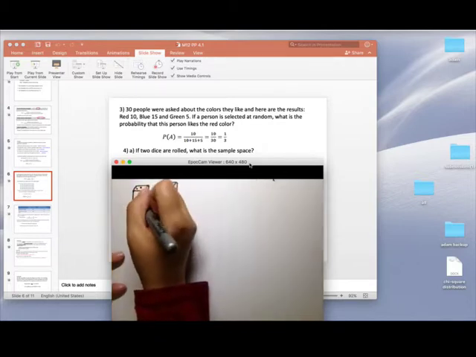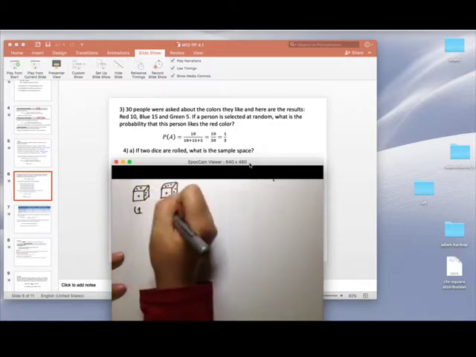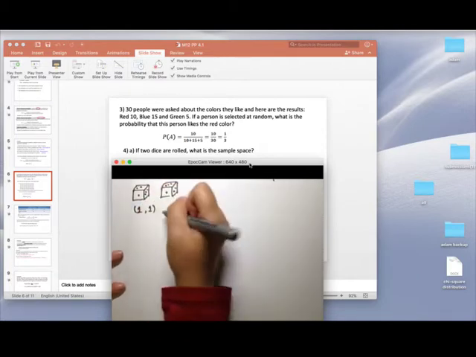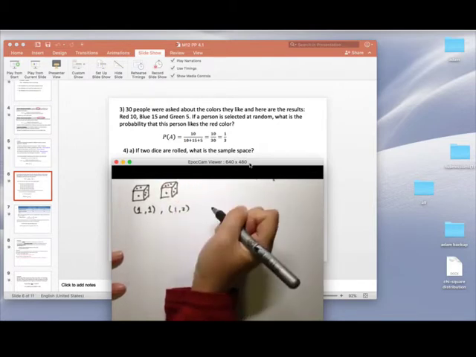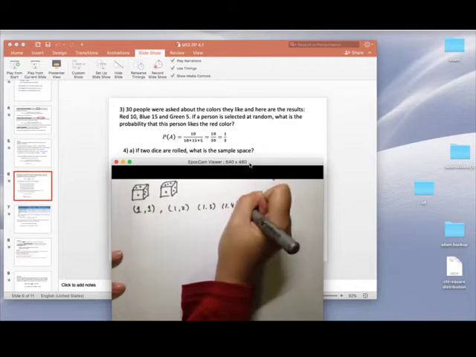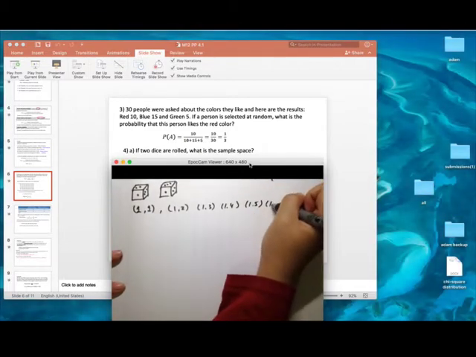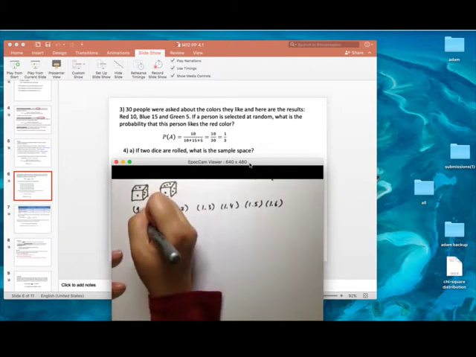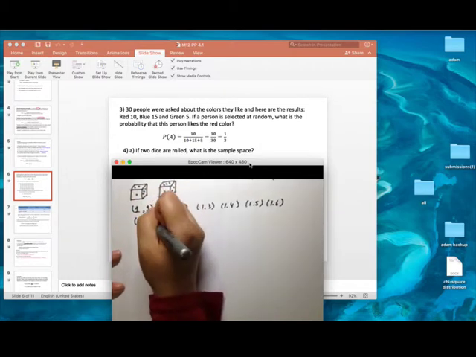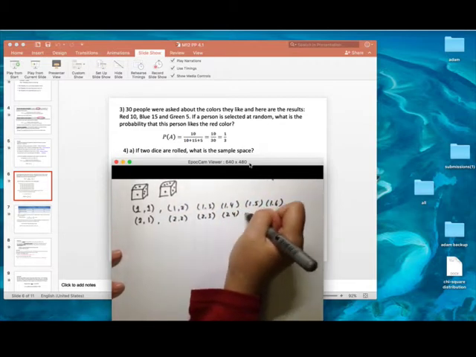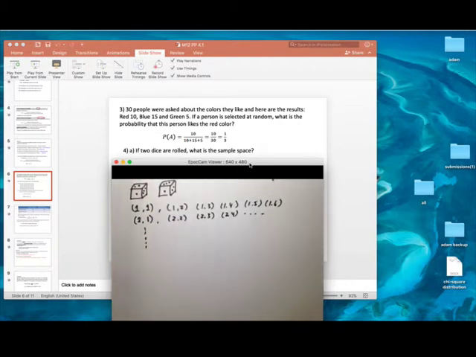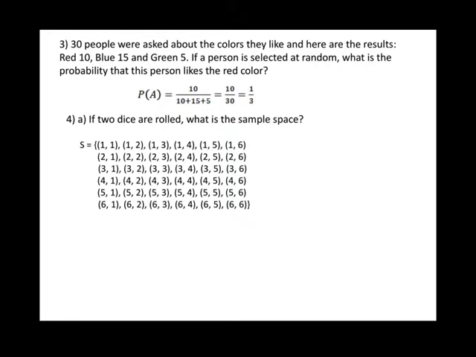For example, the first time when I roll the die, I can get the 1 here. The second one, I can get the 1. Or I can get the 1 for the first die, and for the second one, I could get the 2. Or 1, 3, 1, 4, 1, 5, 1, 6. Or for the first one, I got the 2, and the second one, I got the 1. 2, 1, 2, 2, 2, 3, 2, 4, and so on. Try to write out the sample space here. So you should get this.